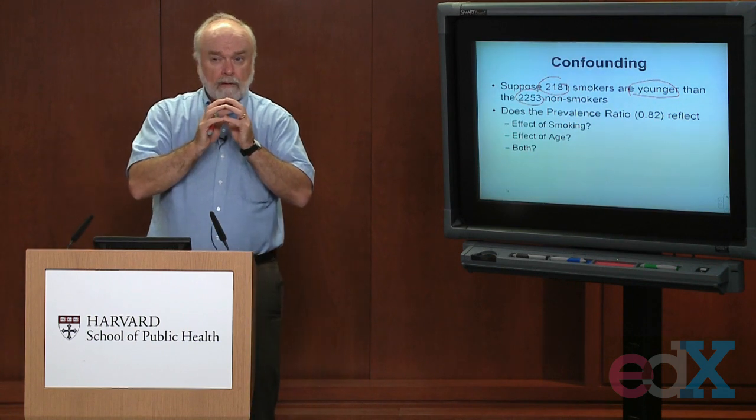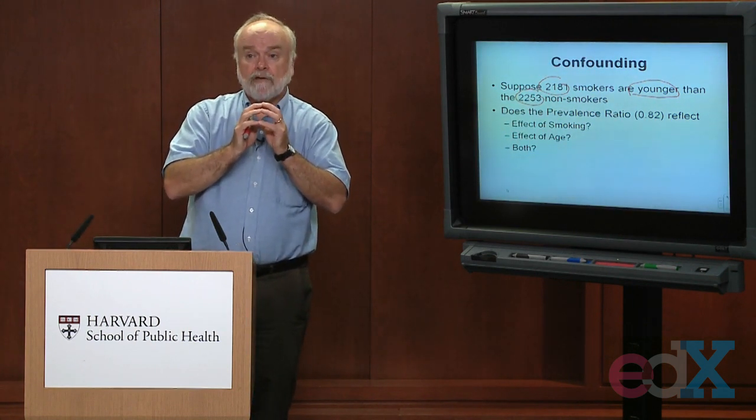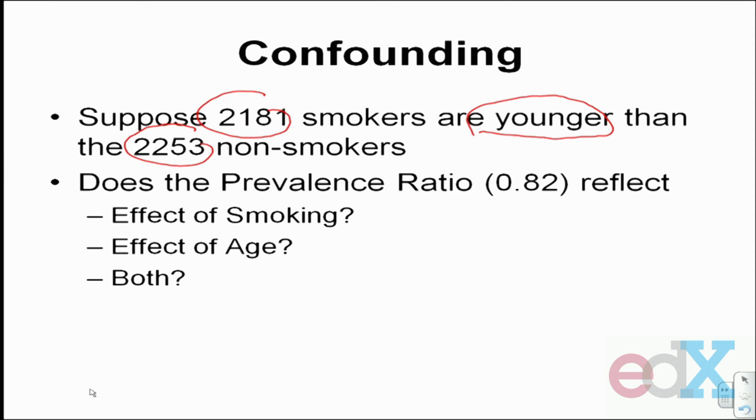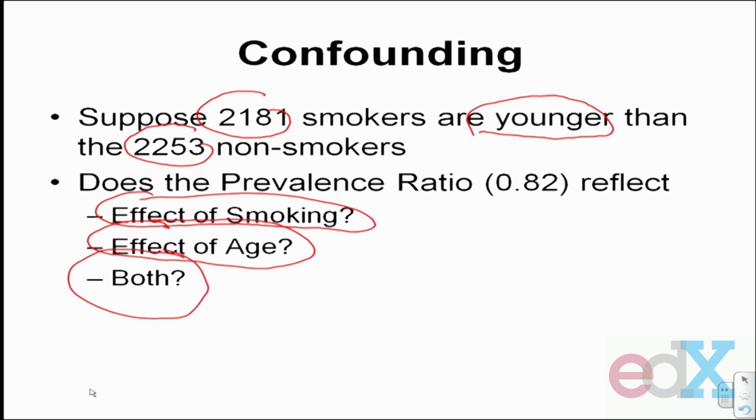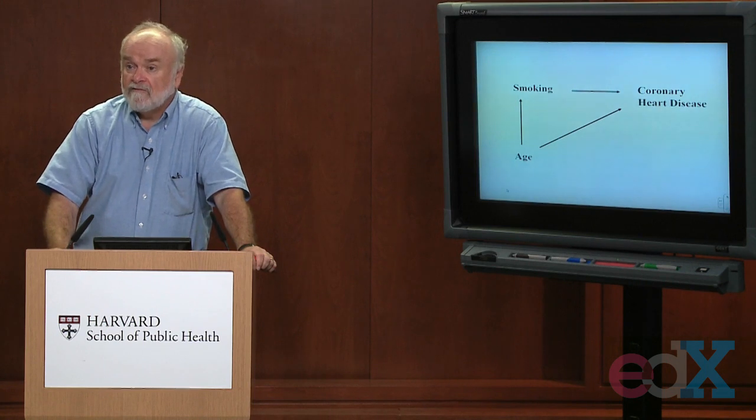But now I'm going to ask you, what's the reason again for that prevalence ratio of 0.82? Is it reflecting somehow the effect of smoking on prevalent cases of coronary heart disease? Or is it reflecting the effect or the association of age on existing coronary heart disease? Or is it reflecting a little bit of both? That one group has two things going for it that the other group doesn't have. One group might be smoking and they're younger. The other group is non-smoking and they're older. And that's the problem of confounding.